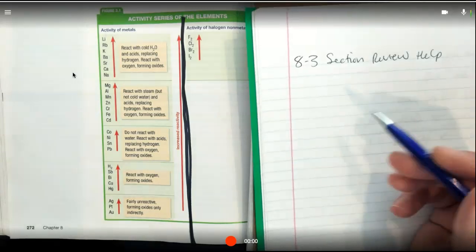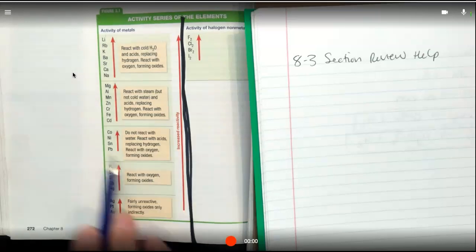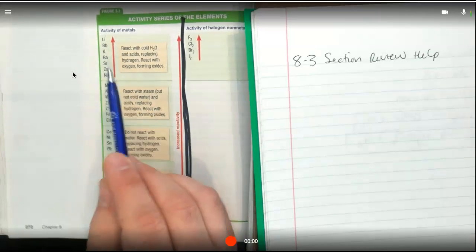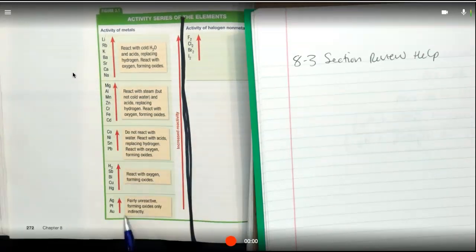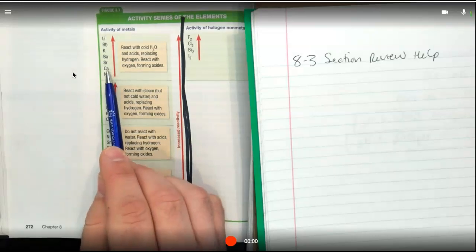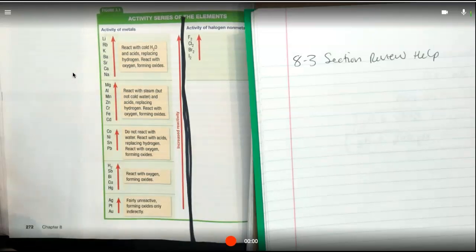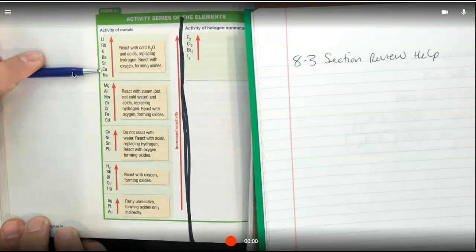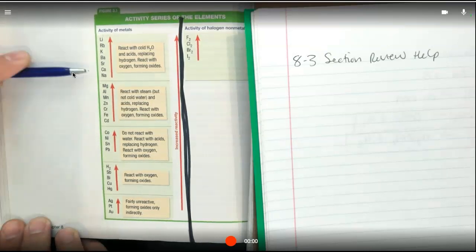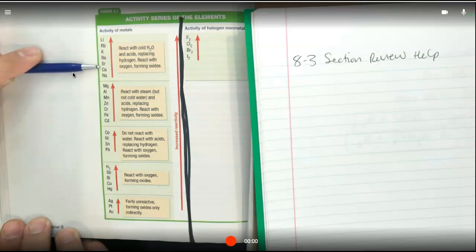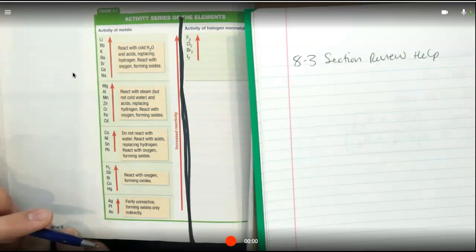So remember 8-3, we're talking about activity series. We're going to be using this chart here. Remember that elements appearing below our solo element in a single displacement reaction, it can replace that. So for example, calcium can replace all of these. Calcium cannot replace anything above it on the activity series.